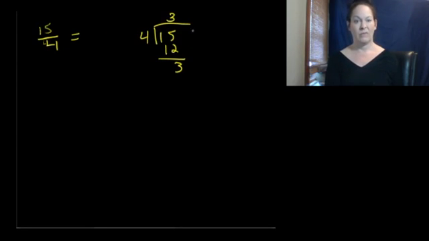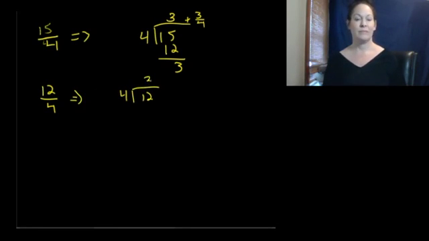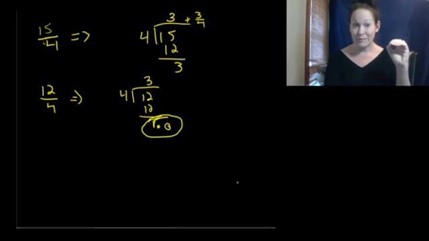So if I did 15 divided by 4 earlier to show that if I do this division out, it goes in 3 times with a remainder of 3. But if I were to divide 12 by 4, it goes in 3 times with a remainder of 0. 0 remainders shows we have perfect factors.